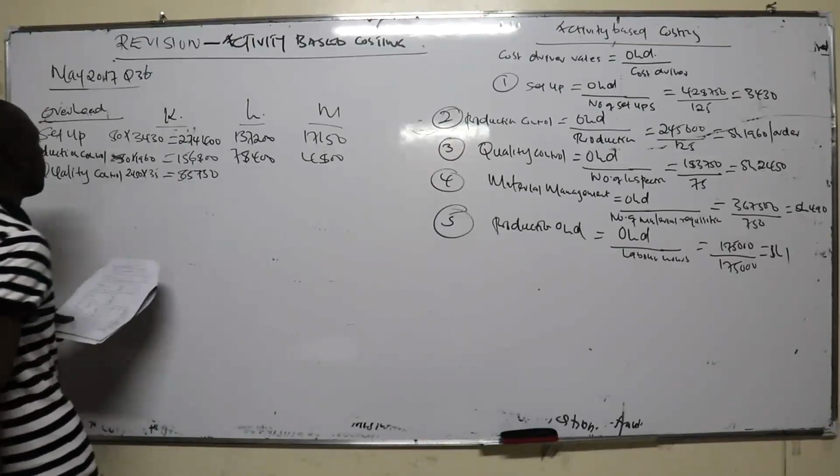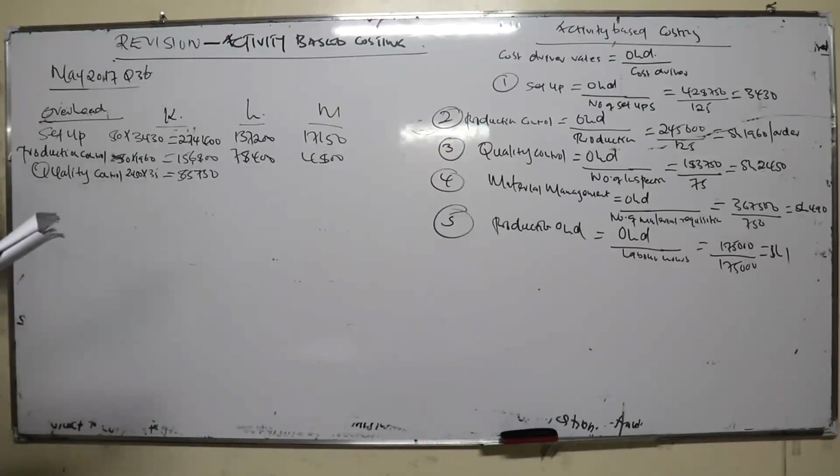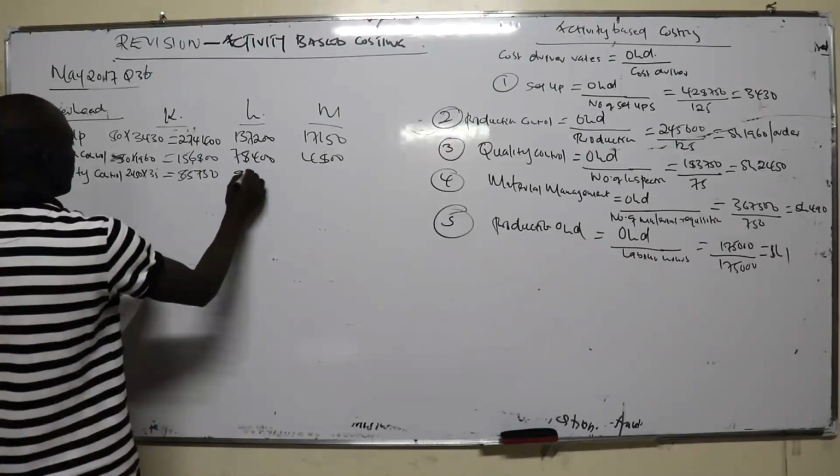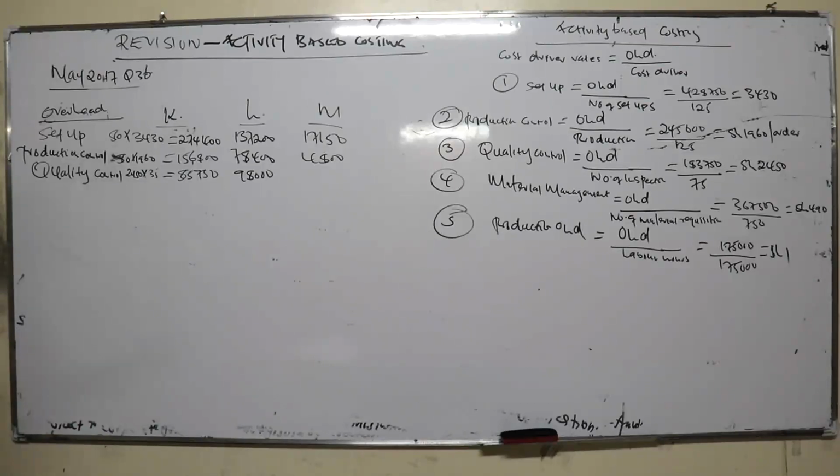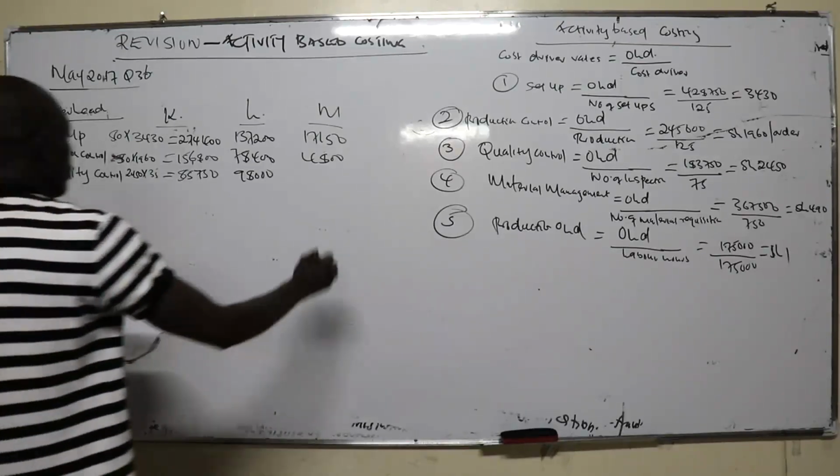So this one is going to be 85,750. And then the next one is 40 times 2450, that one is going to be 98,000. And the next one is 0 times 2450, which is 0.